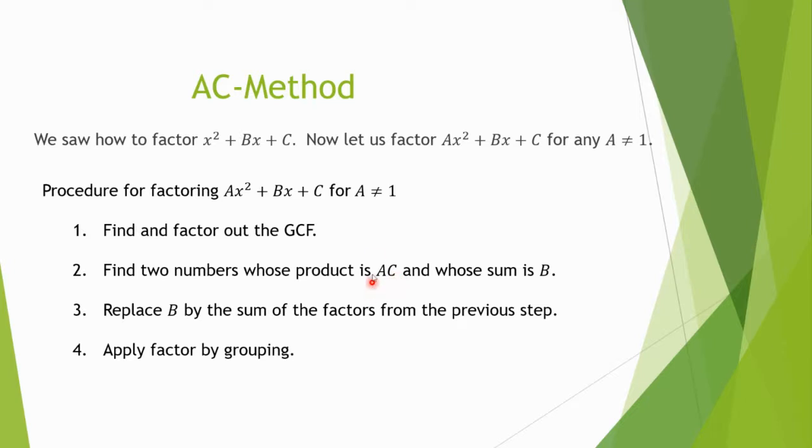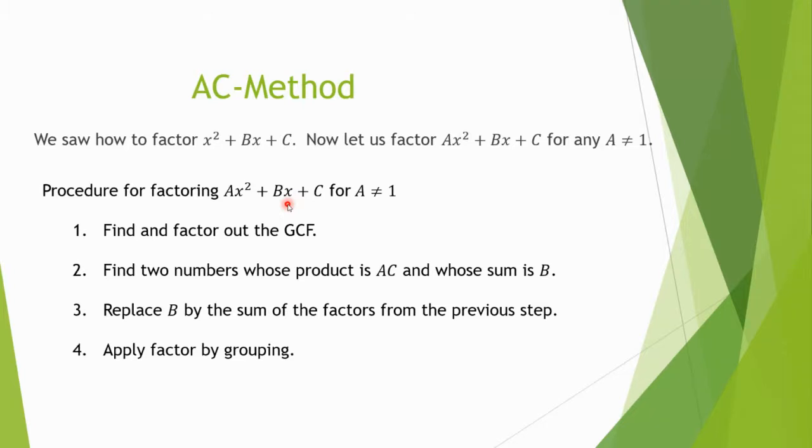Let me say it again. The product a times c, right? A is the coefficient of x squared, the leading coefficient. C is the constant term. You're going to multiply those two together. Then you want two numbers whose product is a times c and whose sum is b. B is the coefficient of x.